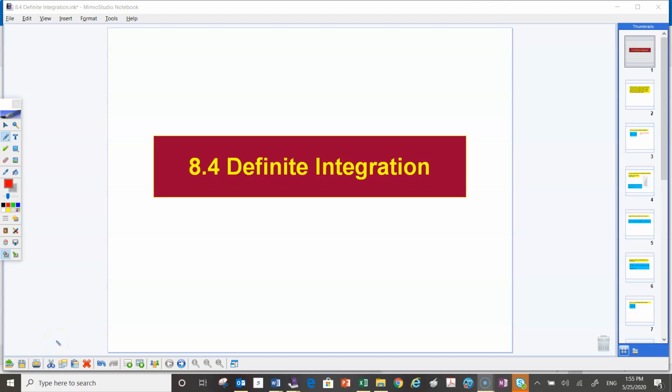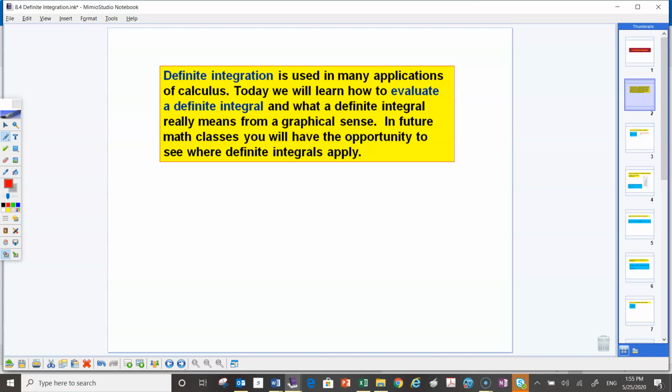In section 8.4, we're going to study definite integration. Definite integration is used in many applications of calculus, and today we're going to learn how to evaluate a definite integral and what a definite integral really means from a graphical sense. In future math classes, you'll have the opportunity to see where definite integrals apply as well.